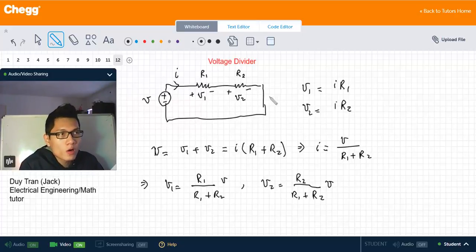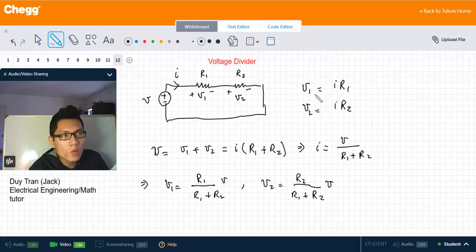From Ohm's law, we can find the individual voltage V1 of resistor R1 as I R1. This is from Ohm's law, V equals IR. And the current is going from the source left to right. So V1 equals I R1. And V2 is the individual voltage of resistor R2. V2 equals I R2.